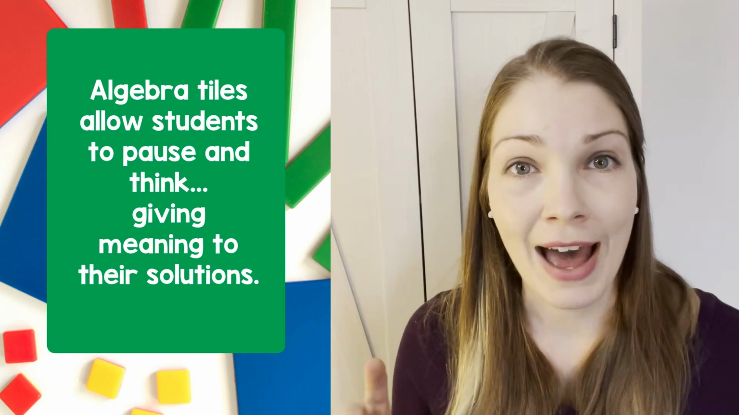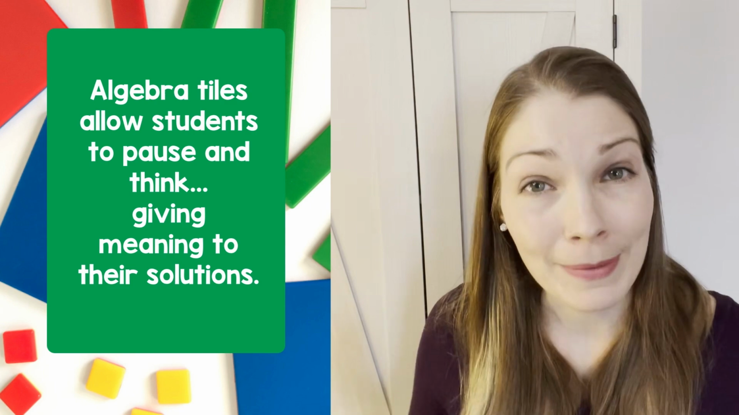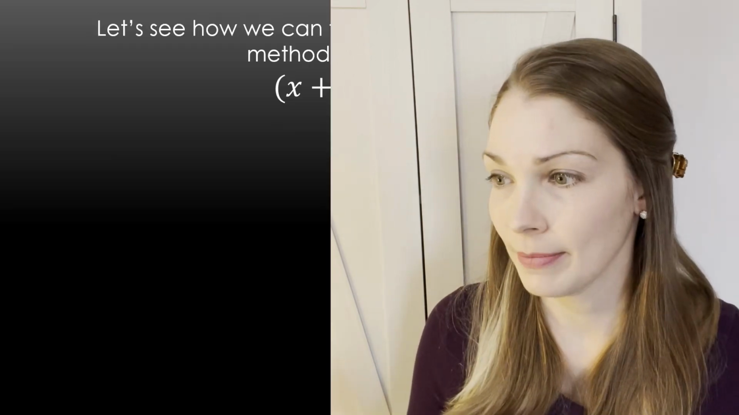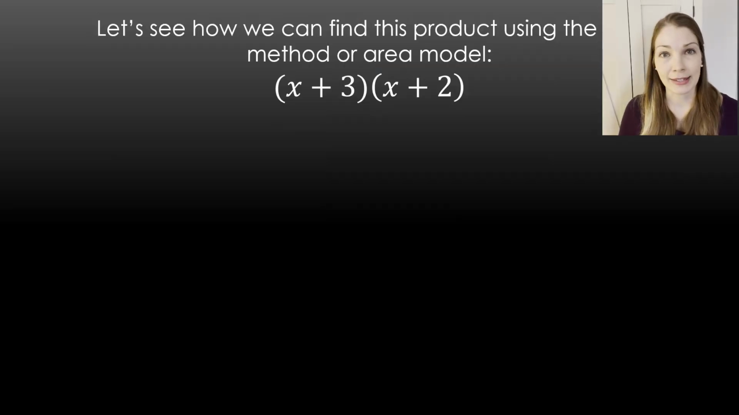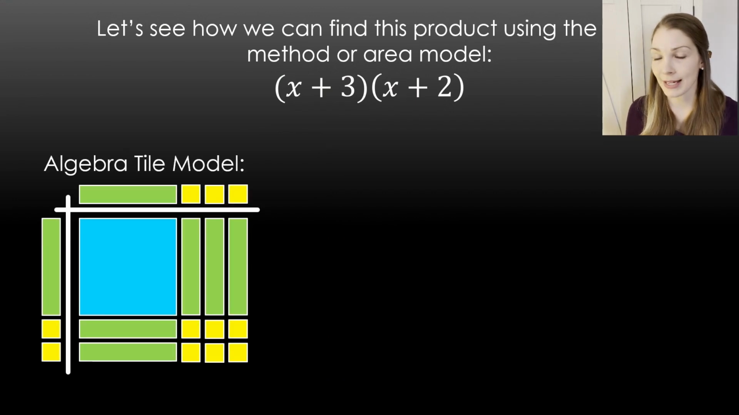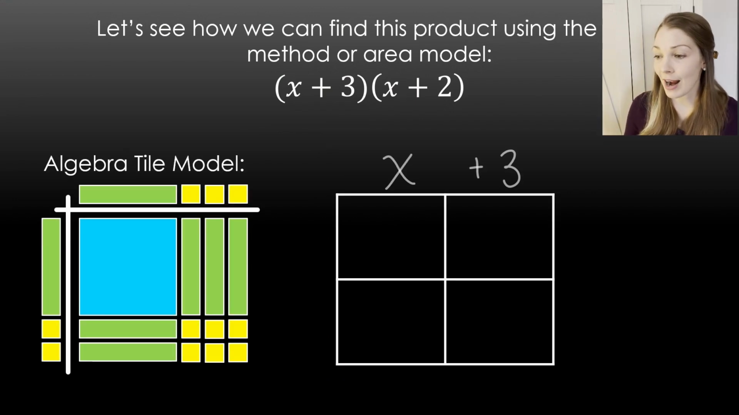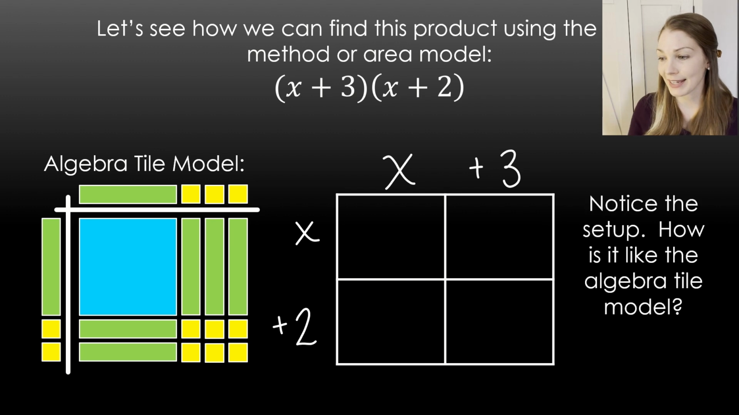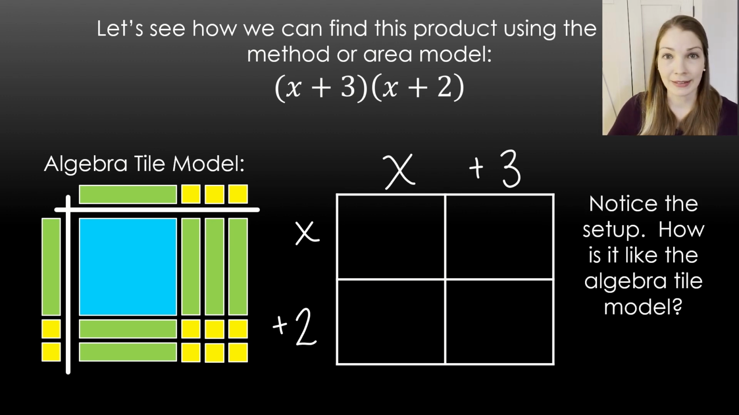So I want to show you how this connects to the box method or the more written method, and then the standard algorithm. So let's take an example like this: x plus 3 times x plus 2. If we look at our algebra tile model, we can see how it's set up. And then we can transition to the box method.